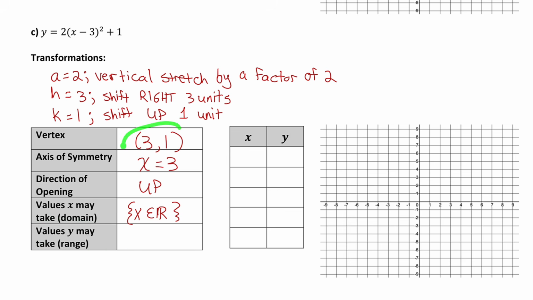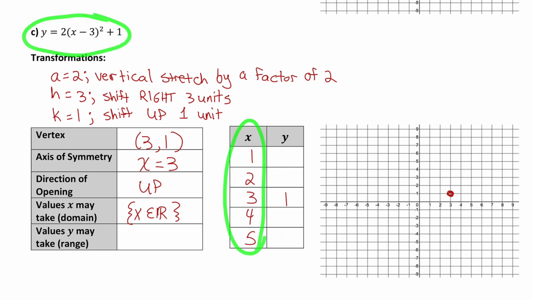And to graph it, I'll start by taking the vertex, putting it in the center of the table of values. And then I have to pick some points to the right of the vertex. So to the right of 3 would be 4 and 5. And then also to the left of the vertex, I'll choose x values of 2 and 1. And then just take all of those values and sub them into this equation.